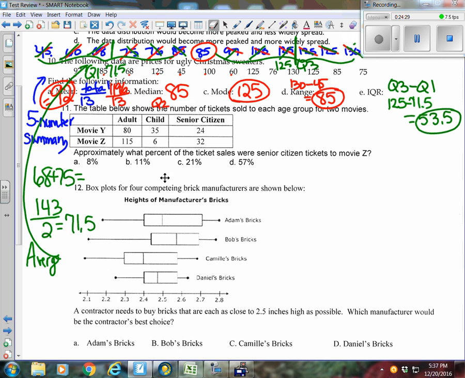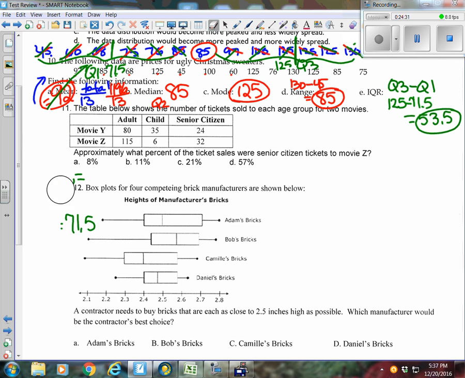All right, I'm going to erase just a little bit so that I can have a clean slate. And now we'll take another fresh look at number 11. The table below shows the number of tickets sold to each group for 2 movies. We have adults, children, senior citizens, movie Y, movie Z. Approximately what percent of the ticket sales? It doesn't say ticket sales of children, ticket sales of adults, or ticket sales for movie Y or movie Z. Of the ticket sales. So that means I need a total. I need a total of all the ticket sales.